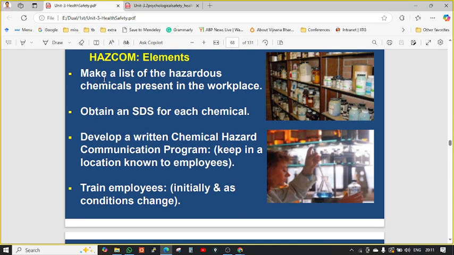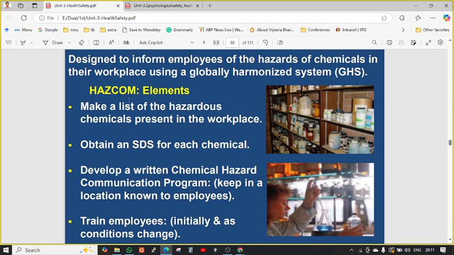HCOM is actually a procedure for how to protect workplaces from these hazards. First, make a list of the hazardous chemicals present in one place. Identify which is a safe chemical and which is an unsafe chemical. For example, concentrated H2SO4 or hydrochloric acid looks like water but is very dangerous. So just identify what the different hazardous chemicals present are.